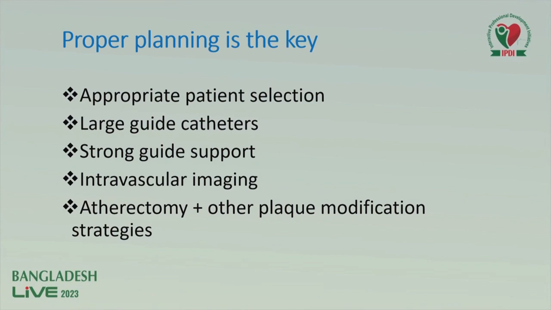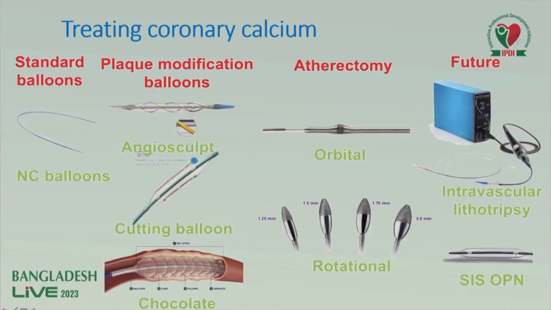That is the appropriate patient selection, large guide catheter selection, strong guide support, intravascular imaging, atherectomy, and other plaque modification strategies. There are some tools for treating coronary calcium: NC balloons, cutting balloon, scoring balloon, rotational atherectomy, orbital atherectomy, intravascular lithotripsy, and OPN balloon.